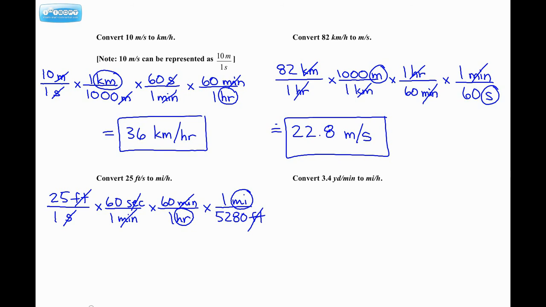So I work it out. 25 times 60 times 60 again, divided by 5,280. And I get approximately 17 point, I'll go to the nearest hundredth, 0.05 miles per hour.